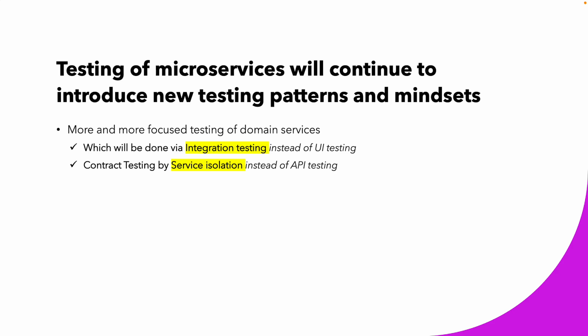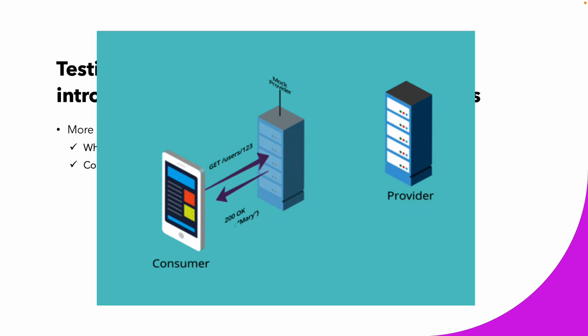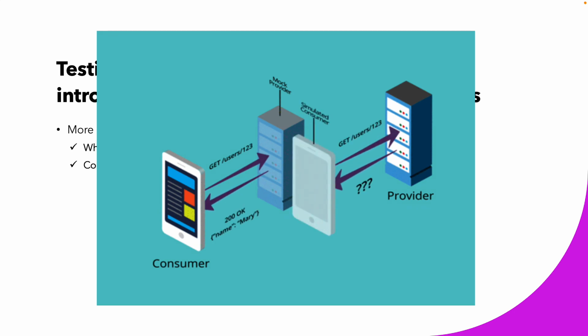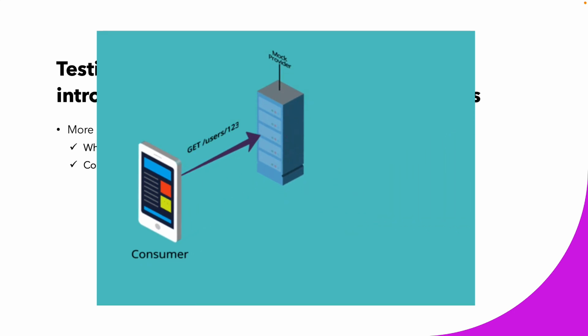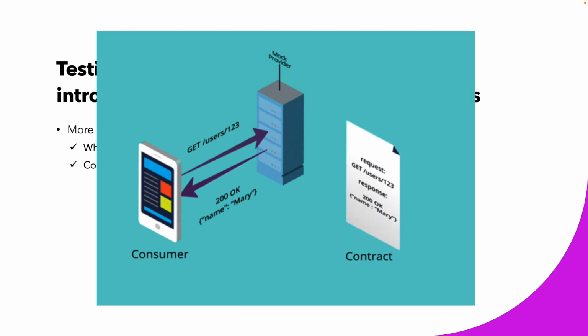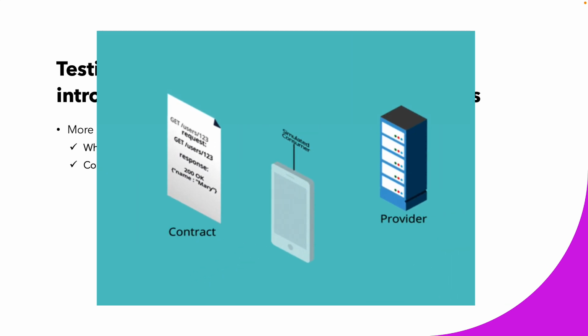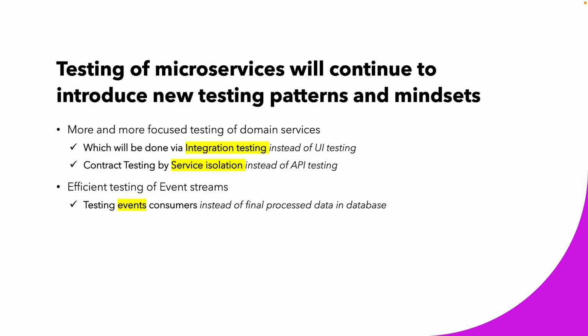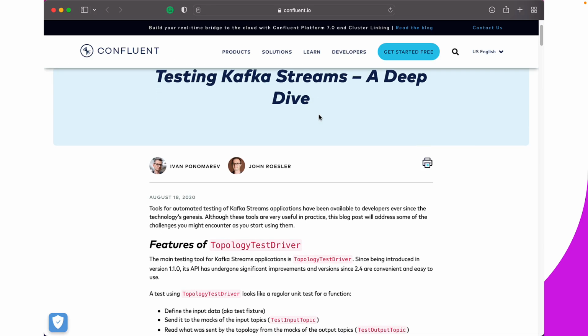Similarly, contract testing by service isolation has to be done instead of API testing, because API testing still relies on the actual service being up and running. But if we do contract testing with different service isolations, that's going to be a new mindset and pattern that we have to look at, especially in the year 2022. Similarly, efficient testing of event streams is also going to keep rising.